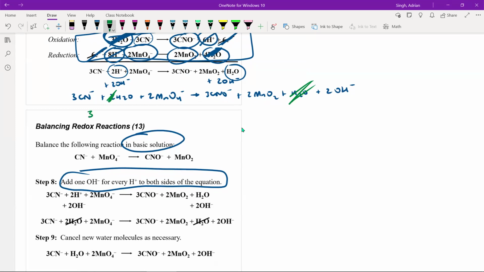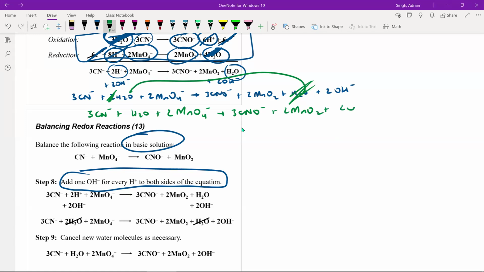So let's rewrite this. We're going to have our 3 cyanides plus that H2O that was not canceled out, plus the 2 MnO4 minus to give whatever remains, 3 CNO minus plus the 2 MnO2. The H2O cancel out over here, remember? And then we're left with the 2 hydroxides here at the end.